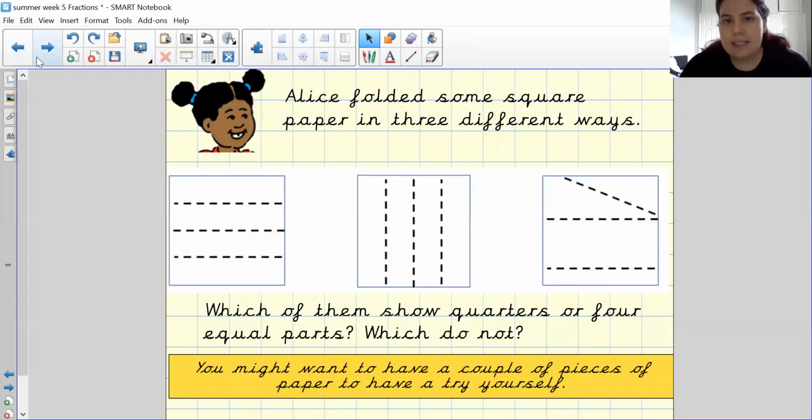Alice folded some square paper in 3 different ways. As you can see here, you can see the lines that represent where she folded. Which of them show quarters of 4 equal parts and which do not? You might want to use some paper now to make her squares and represent how she has made them to see which ones are a quarter. So now you will need to stop the video to solve this question.